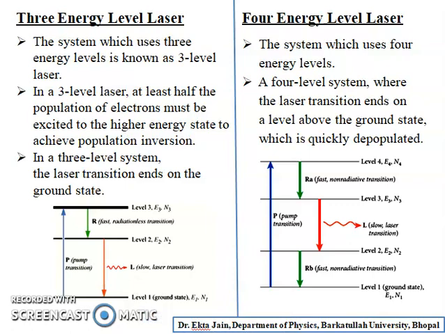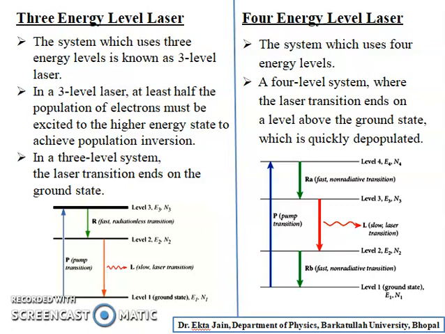Here I have differentiated both the lasers. As is clear from its name, 3 energy level means there are only 3 energy levels, while in 4 energy levels there are 4 energy levels in that laser. So a 3 energy level laser means 3 energy states, E1, E2 and E3. As we have studied, in a 2 energy level laser there are 2 levels, E1 and E2.